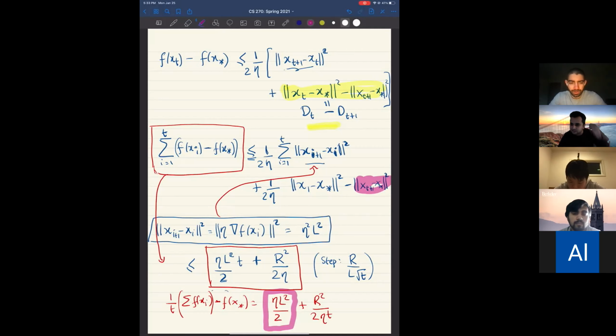Professor? Yes. How do you get from the inequality from the second to last step to the equality in the last step? Should the last step have an inequality instead of an equality? Yeah, that's right, it should be an equality. Thanks. Sorry.